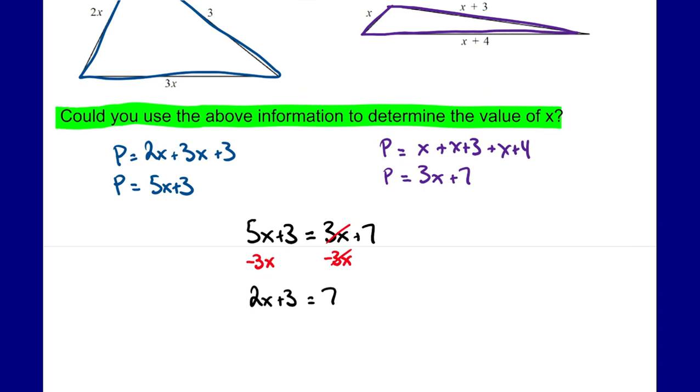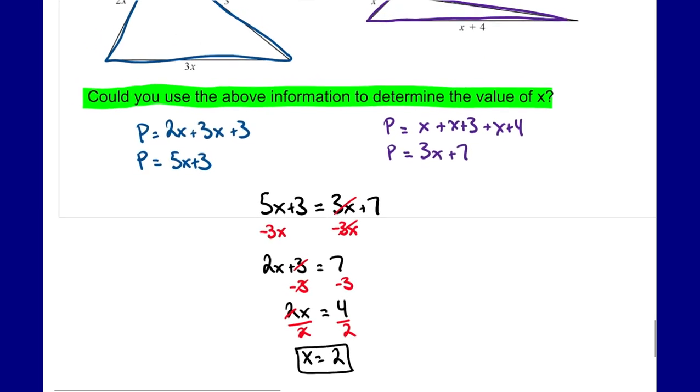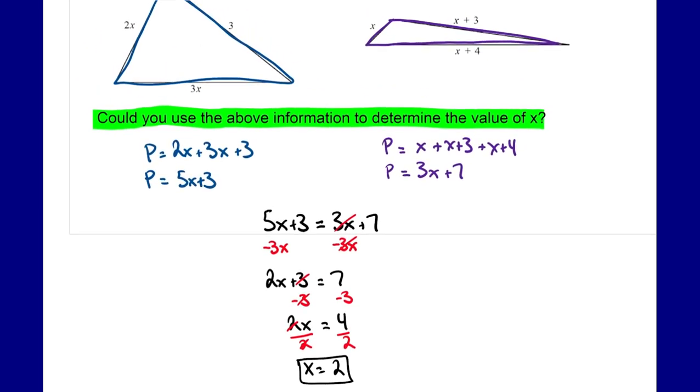Oh, I have a two-step equation. I know how to solve this. Cancel out the non-variable term. So minus 3, do that to both sides. One side cancels out. I'm left with 2x equals 4. Oh, I'm down to a one-step equation now. I can solve that. Divide both sides by 2. One side cancels out. And I'm left with x is equal to 2. So that is my final answer. I have that x is equal to 2.